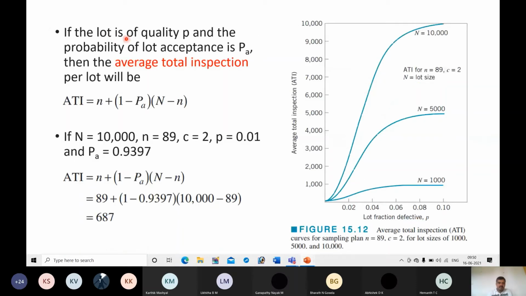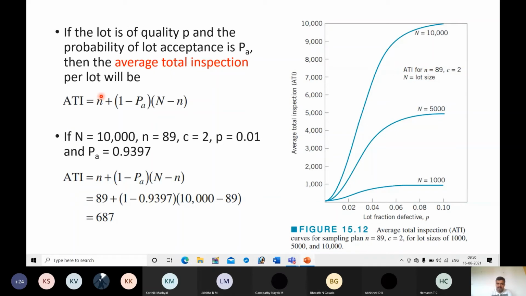If the lot is of quality p and the probability of lot acceptance is PA, then the average total inspection per lot is given by this equation. Average total inspection is how many units in a lot are subjected to inspection. Here n is the sample size. At any cost, you are picking n random samples, that is the sample size, and subjecting them to inspection.